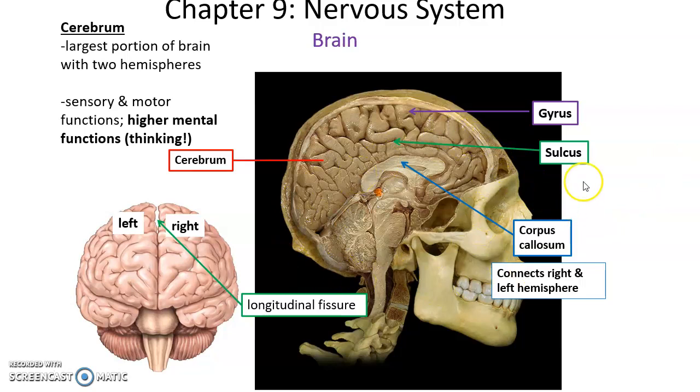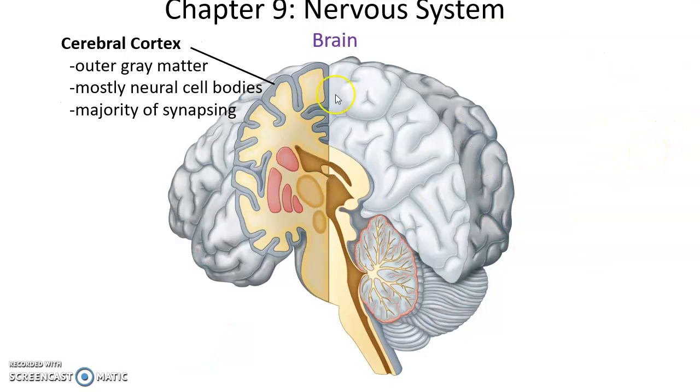When we look at this view of the brain, this mid-sagittal section, this strip of whitish tissue is the corpus callosum, and it is considered part of the cerebrum because it connects the right hemisphere and the left hemisphere to each other. Again, here is a section that shows the gray matter that is more superficial. That gray matter is referred to as the cerebral cortex. It is mostly neural cell bodies and lots of synapses occurring there, giving the brain the ability to do many of its functions.